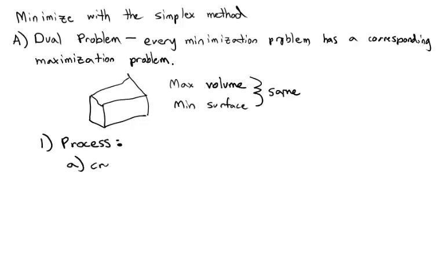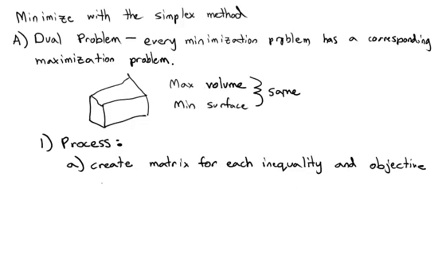First, we will create a matrix for each inequality. And we'll also include the objective function in here with z equals 0. So we're not moving things around, we're not adding slack variables. These are just the inequalities and the objective function as a matrix.